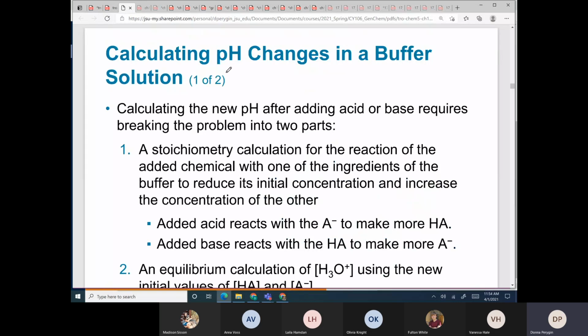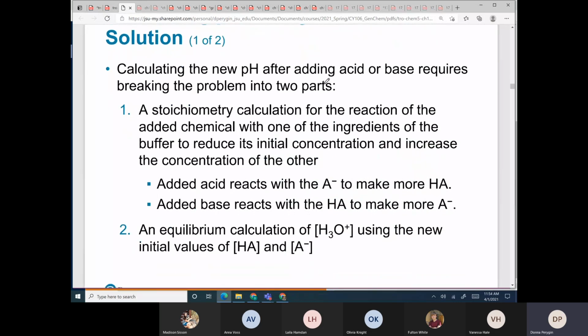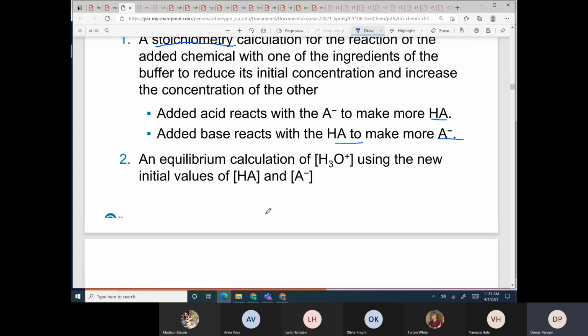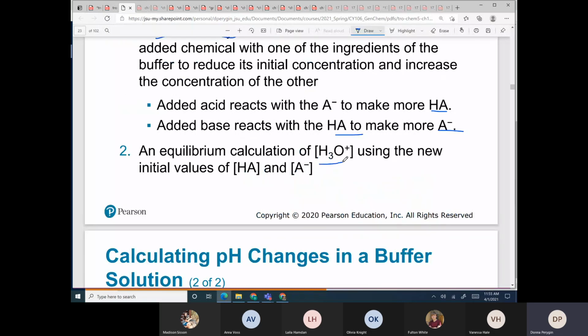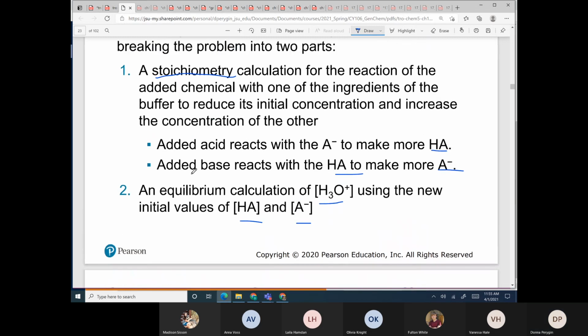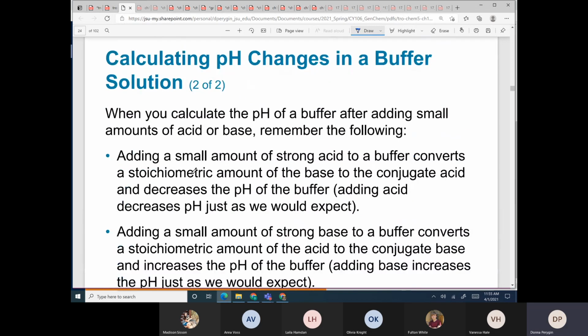So calculating the pH changes in a buffer solution. Calculating the new pH after adding acid or base requires breaking the problem into two parts. First we have to do a stoichiometry calculation that looks kind of like an ice table, but it's not. It's a stoichiometry table for the reaction of the added chemical with one of the ingredients of the buffer, okay? So added acid reacts with A minus to make more HA, and added base reacts with HA to make more A minus, okay? And then we set up an equilibrium calculation of H3O plus using the new initial values of HA and A minus. So we'll look at how that's done here.